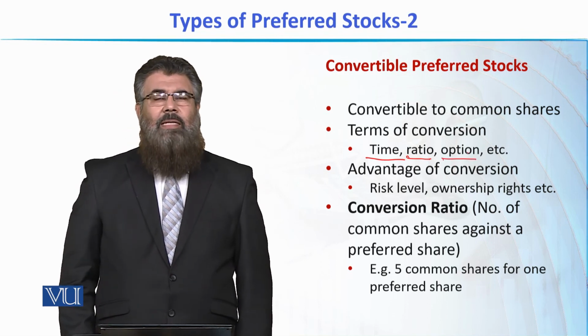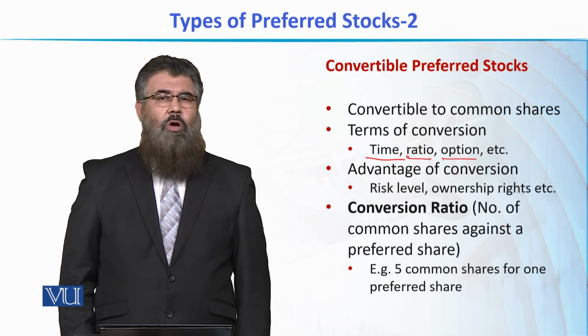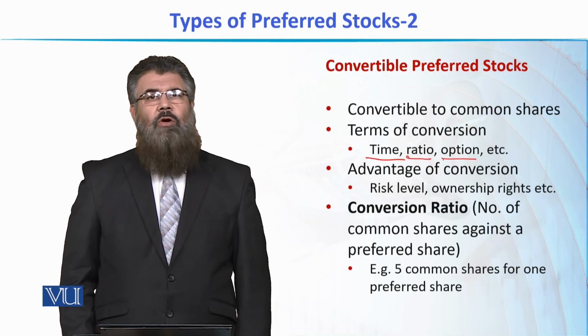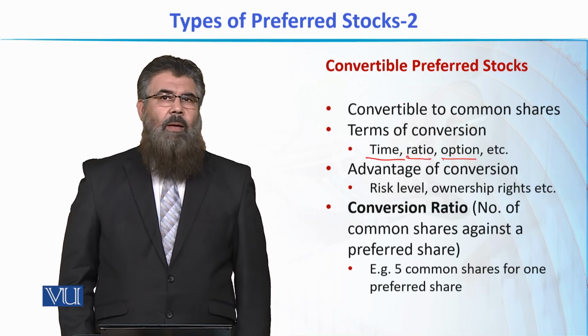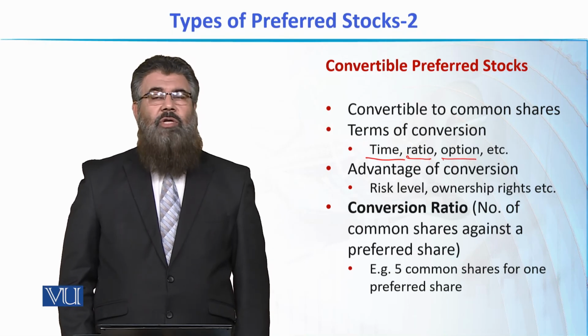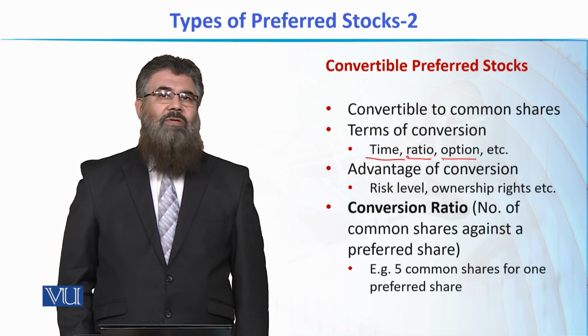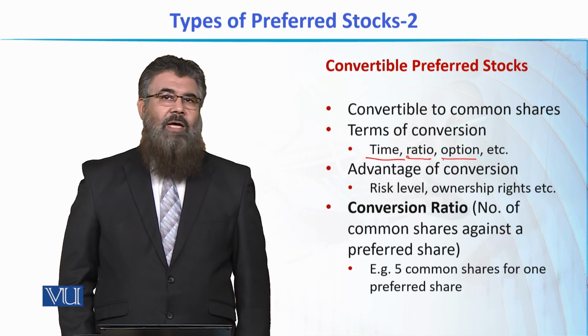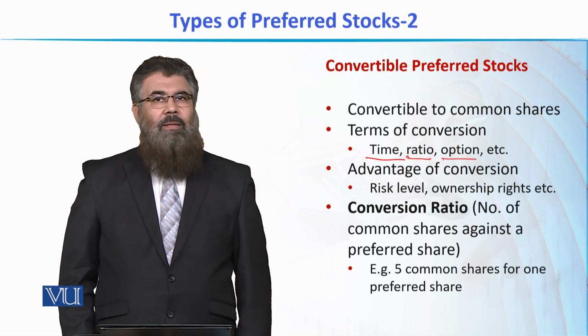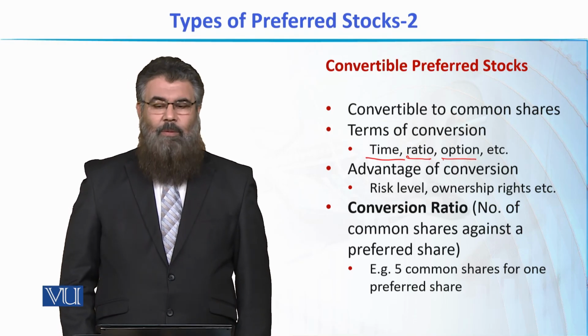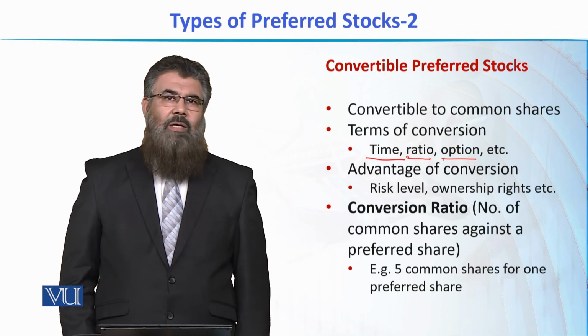Options, meaning that at times the issuer gives this option to the shareholders that they may convert their preference shares in common shares after a specific period of time, but they are not bound to convert their shares. Those who convert their shares earlier may get some advantage or disadvantage considering the market prices of preference and common shares, and they have got this choice or option to decide when they want to convert their preference shares into common shares. Conversion has certain advantages, or we may say disadvantages.